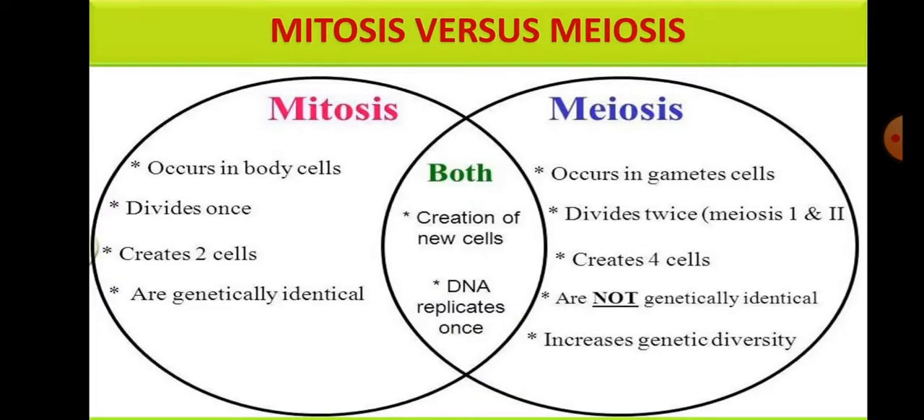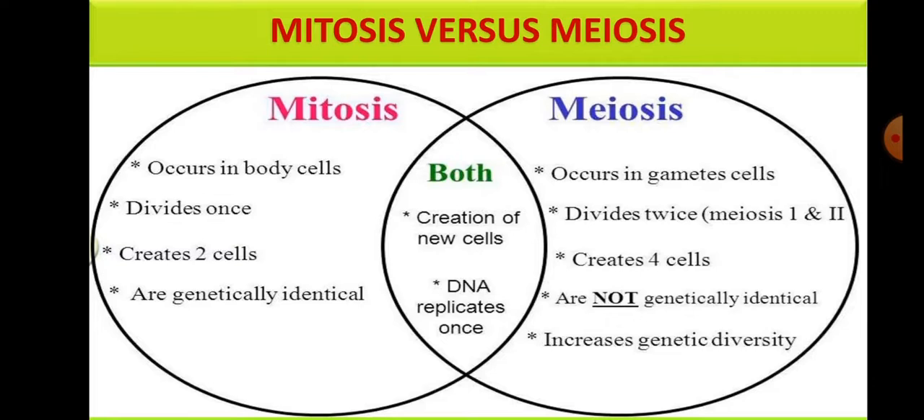Moving to the real literal difference between the two. Mitosis occurs in the body cells, that is, not in the reproductive cells, in all the other tissues of the body, while meiosis occurs in the gametes, or in the reproductive cells. In case of mitosis, the division happens only once, while in case of meiosis, the division happens 2 times, as we have just seen. Mitosis also creates just 2 cells, while meiosis creates 4 new cells.